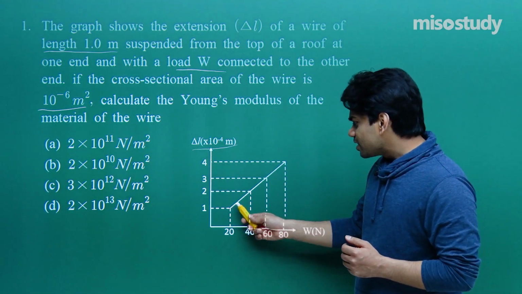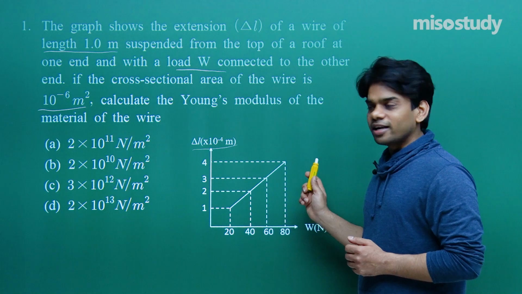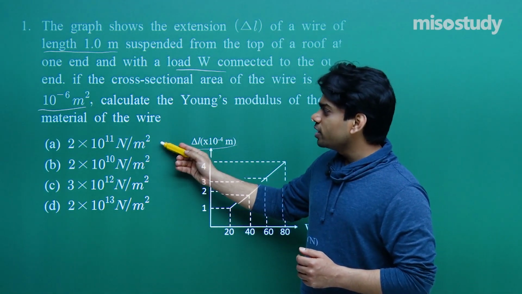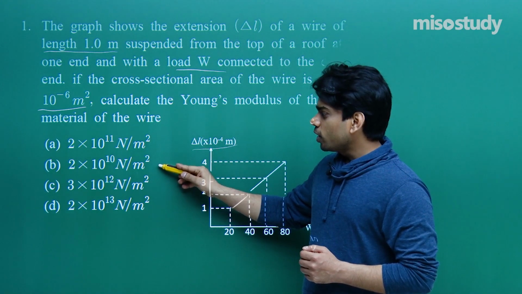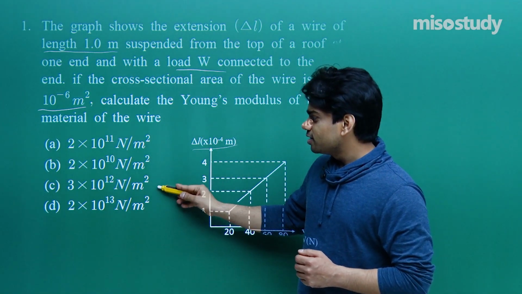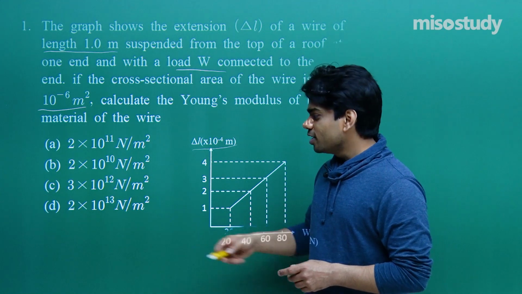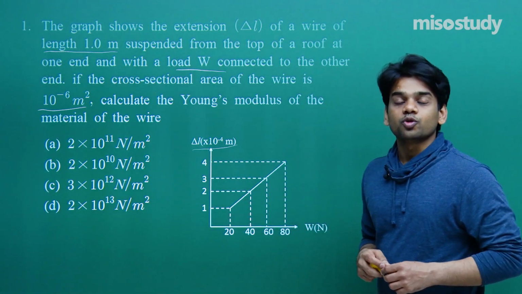We can see that it's a straight line curve. Next, the options for the Young's modulus are: A, 2 into 10 to power 11 Newton per square meter; B, 2 into 10 to power 10 Newton per square meter; C, 3 into 10 to power 12 Newton per square meter; and D, 2 into 10 to power 13 Newton per square meter.